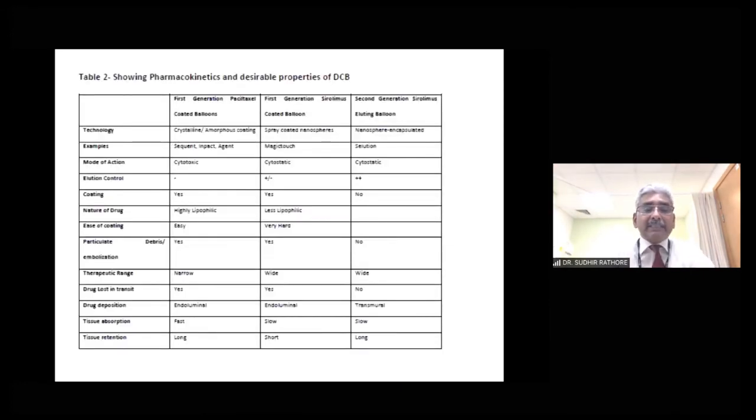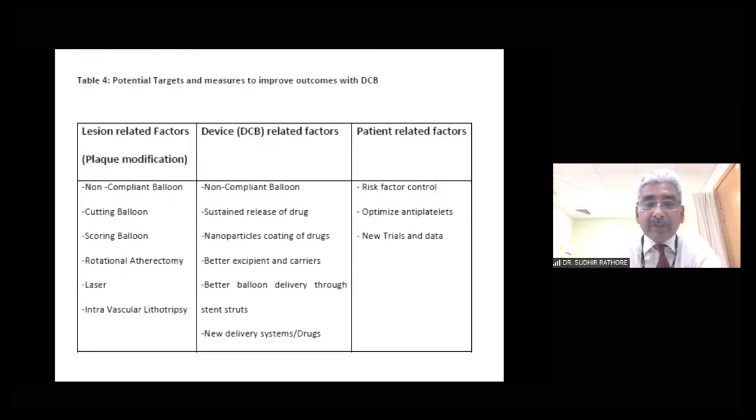So obviously, just to compare the pharmacokinetics and desirable properties that we need in a drug-coated balloon, as you can see here, we have got now a second generation limus-eluting balloon, which is a solution, and it has got most of the properties we need. Elution control is good. There's no coating, and the nature of drug release is novel, and it can be retained in the vessel wall.